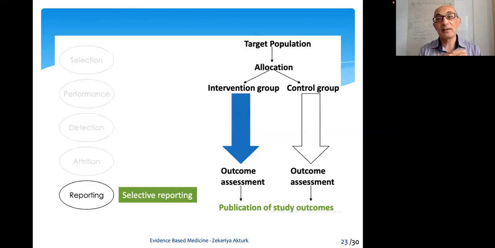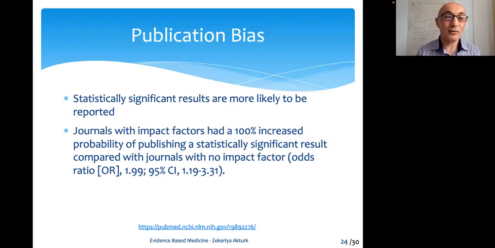Okay, the last and easiest to understand bias in this presentation is the reporting bias. Reporting bias is the selective reporting of publications. Unfortunately, even if you have followed all your steps and protocols appropriately according to the suggestions, during the reporting of your article you might encounter some bias, and that's also not low. It is pretty much.